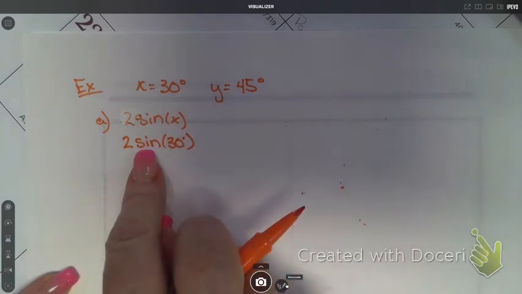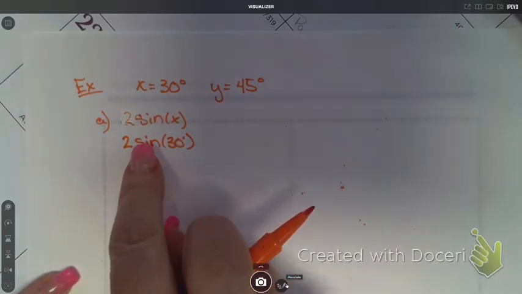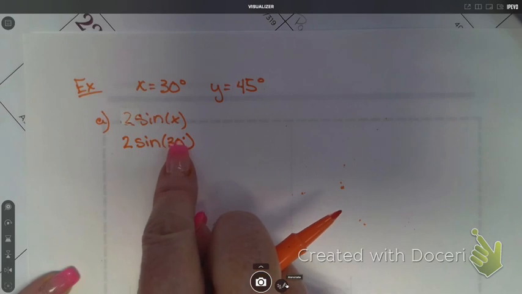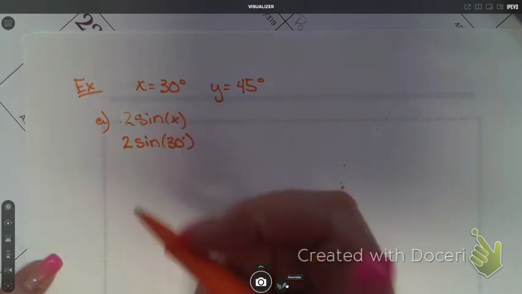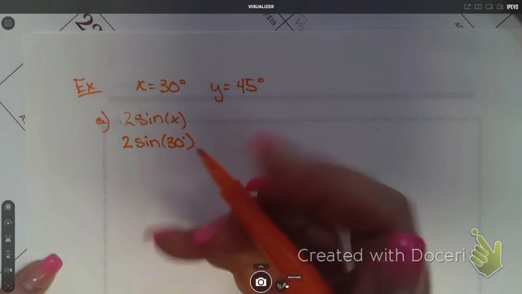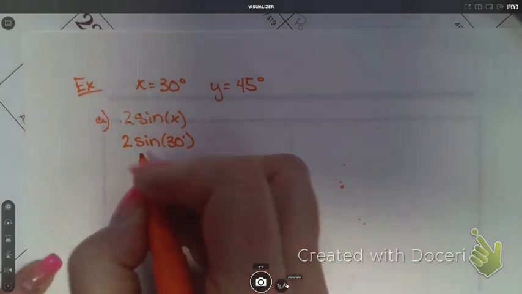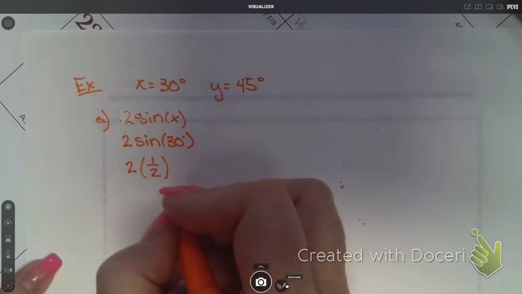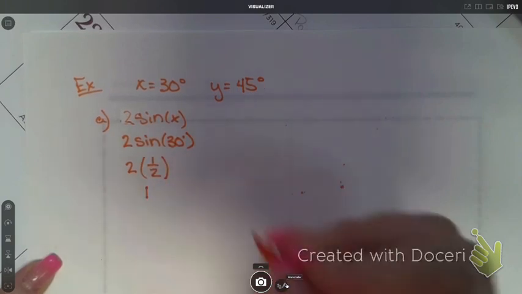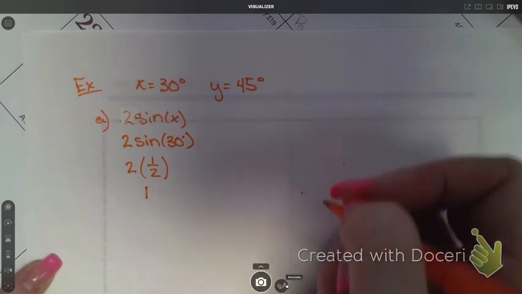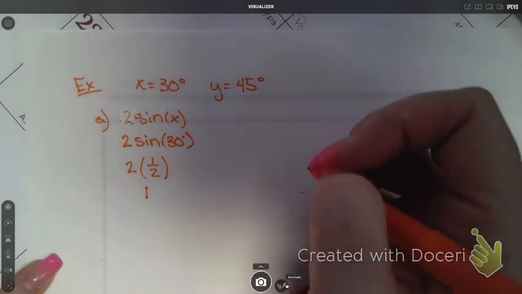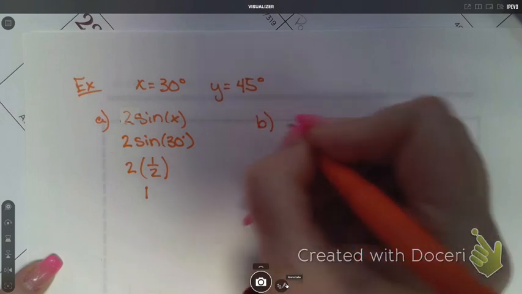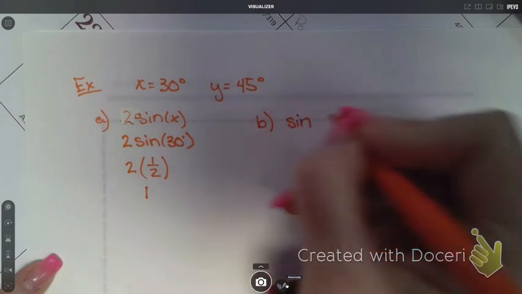Well, sine is opposite over hypotenuse, yes? Opposite of 30 is 1. Gotta get those. They're right on the board. Okay, so it's 1. Hypotenuse is 2. So 1/2 of 2 is 1. My bad.